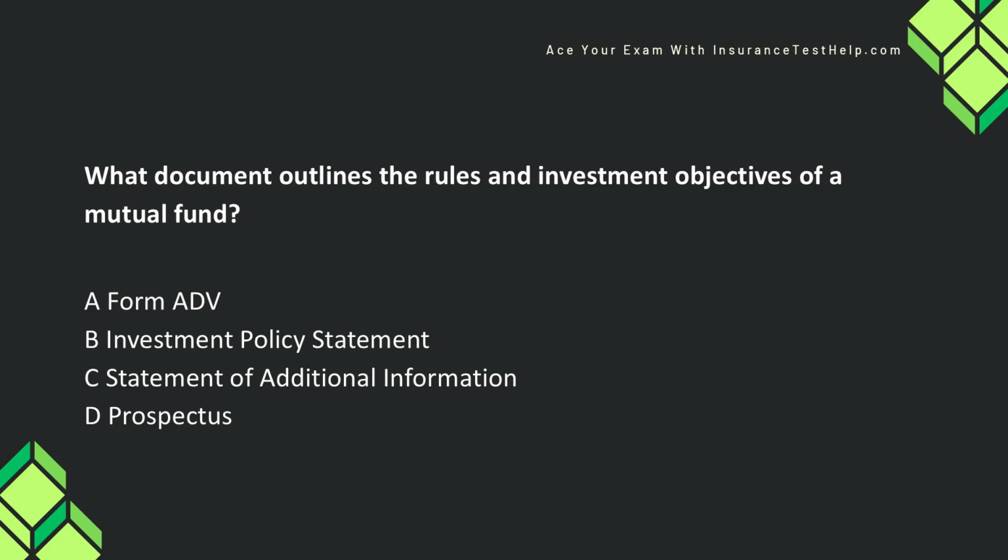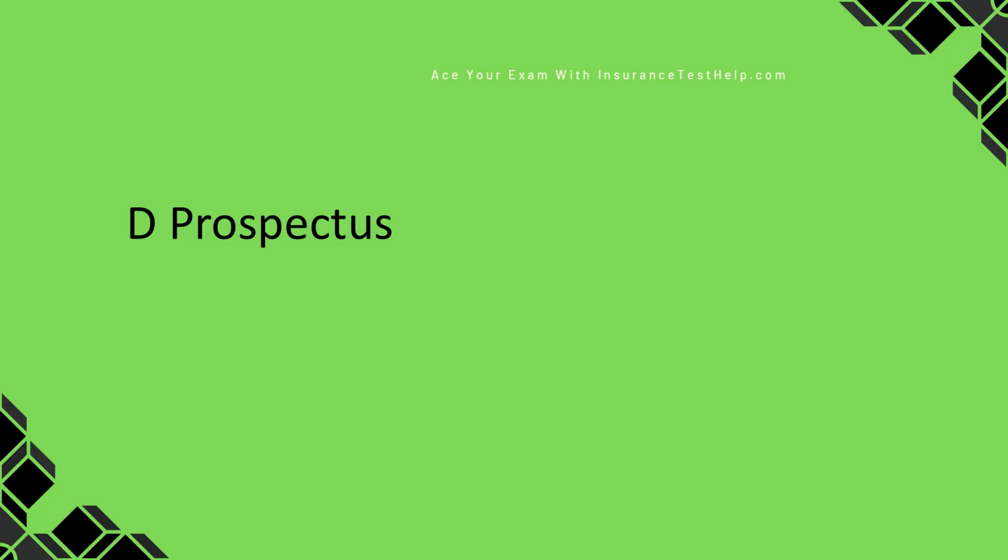What document outlines the rules and investment objectives of a mutual fund? A, Form ADV, B, investment policy statement, C, the statement of additional information, or D, the prospectus. The answer here is going to be D, the prospectus. That's where all the good info is. Just know what prospectuses do, both for stocks as well as for mutual funds.